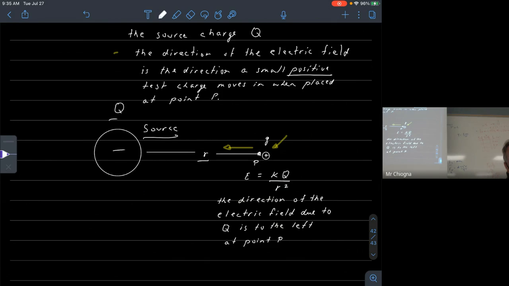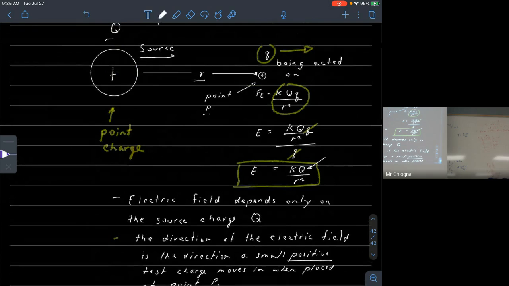So for point P, there's a big positive and a small positive. Which way would this small q, lowercase q, move if placed at that point P there? They're opposing each other. So which way would small q move? Oh, to the right. Yeah, to the right. That's the direction of the field. So the field is basically defined by what we're testing with the small q. That's why we use the phrase test charge.